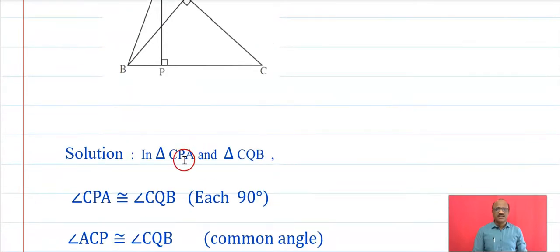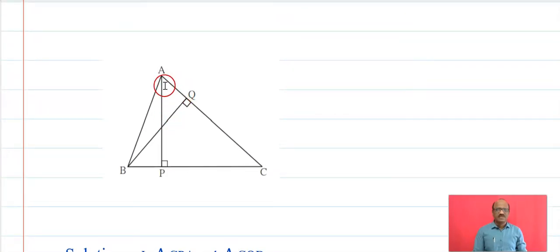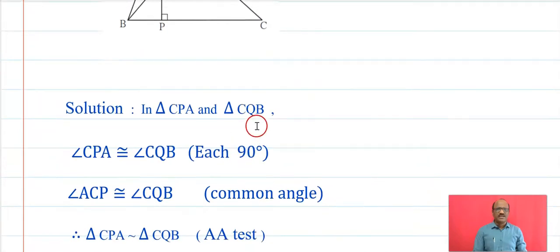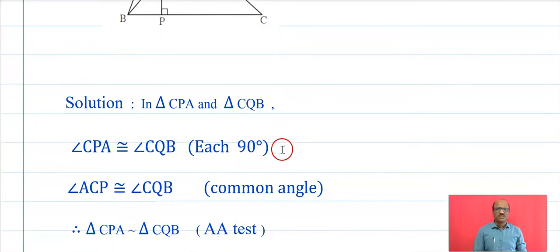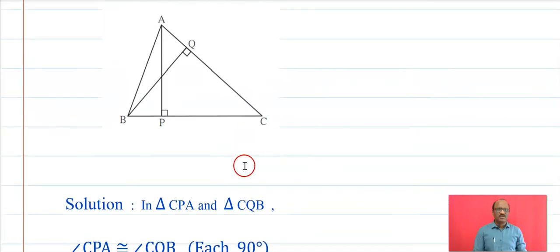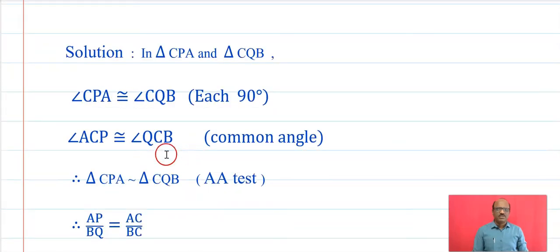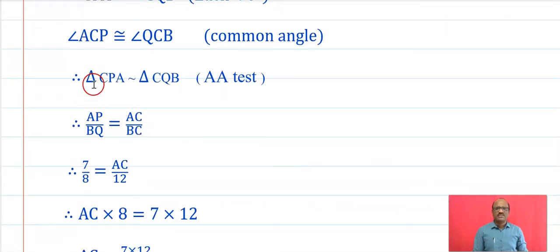Now see this triangle. In triangle CPA and triangle CQB, what's happening? The measure of angle CPA is congruent to the measure of angle CQB, each 90. The measure of angle ACP is congruent to the measure of angle QCB, which is common. And that's why triangle CPA is similar to triangle CQB by the angle test. And therefore, AP upon BQ is equal to AC upon BC.